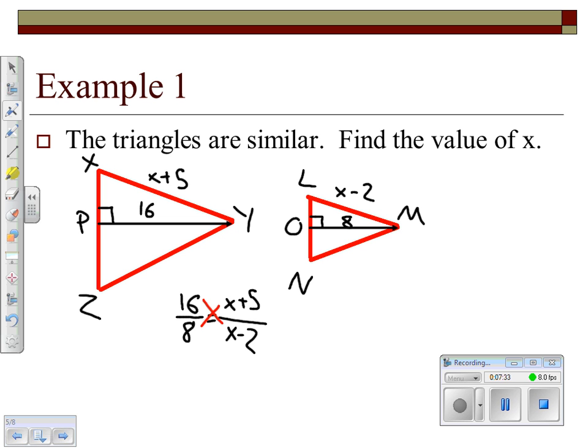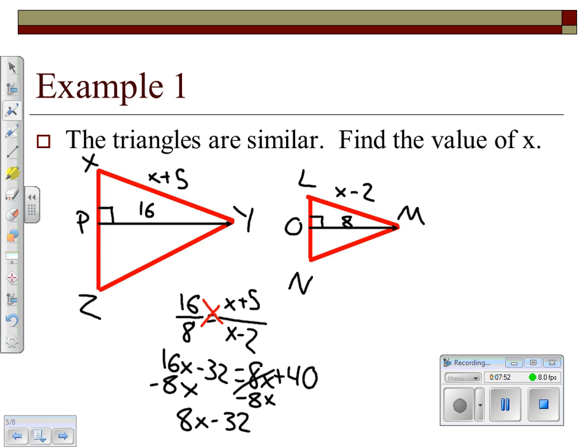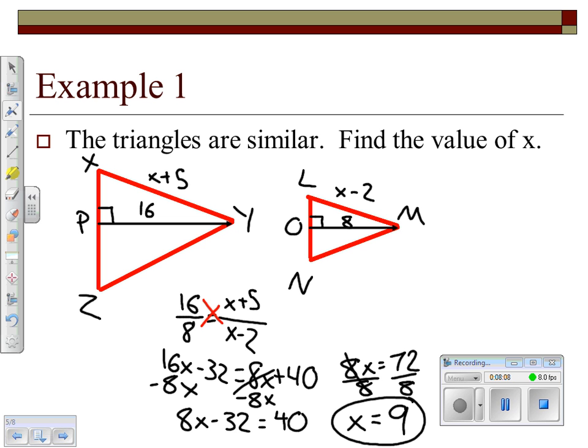So it's 16 times the x minus 2, so 16x minus 32, and 8 times the x plus 5, so 8x plus 40. Then do the algebra. Move the 8x over and we get 8x minus 32 equals 40. I add 32, so I get 8x equals 72. The final step, divide by 8, and we get that x equals 9. For this case, it said get x by itself, so that's it.